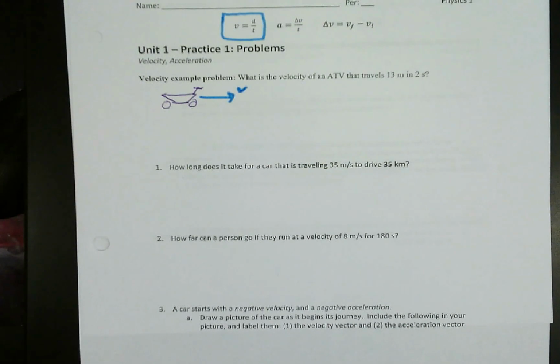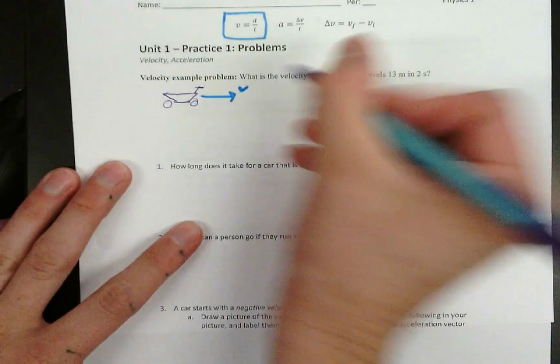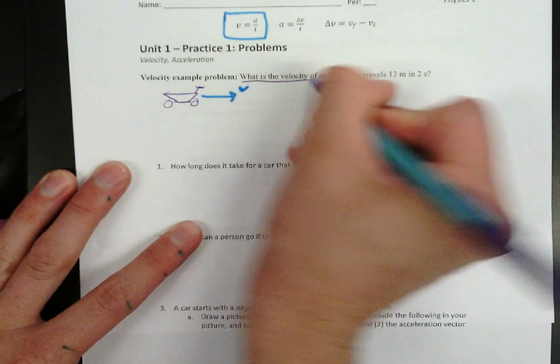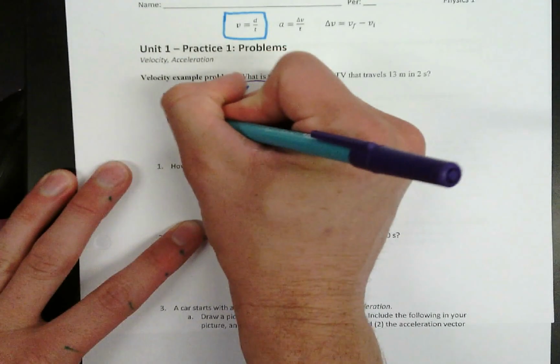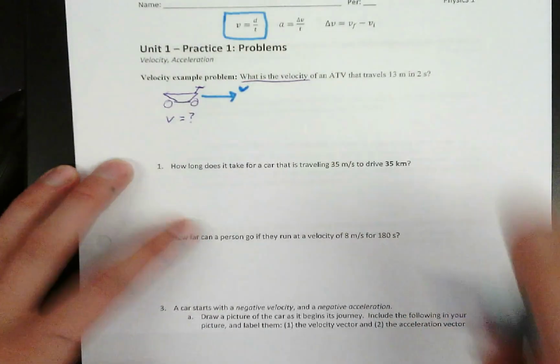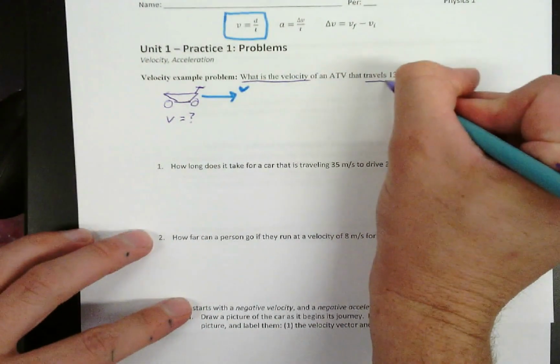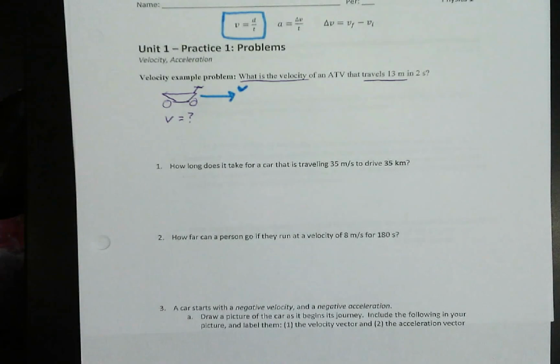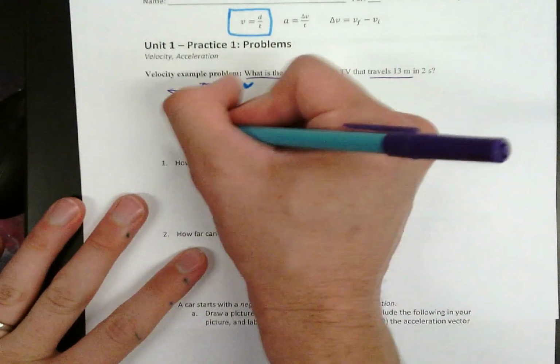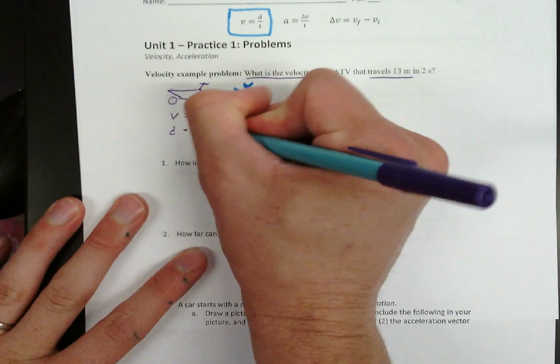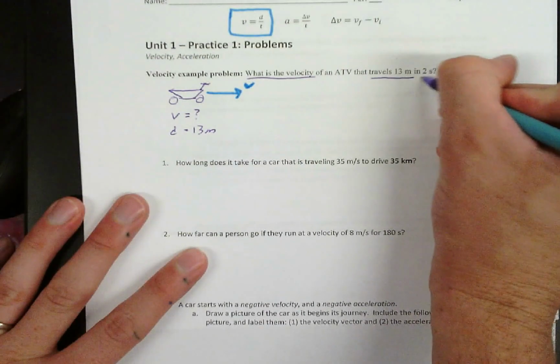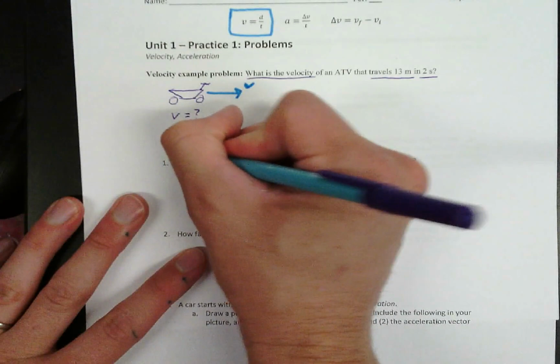Then I need to do what's called knowns and unknowns. We've talked about these briefly with distance and displacement, but you want to have a list of what you know and what you're looking for. So in this case, it says, what is the velocity? So I write V equals question mark. It goes 13 meters. So if I say I travel 10 meters or 10 miles or 10 centimeters, I'm telling a displacement. So the D is the 13 meters. And I do it in 2 seconds, and that is my time.